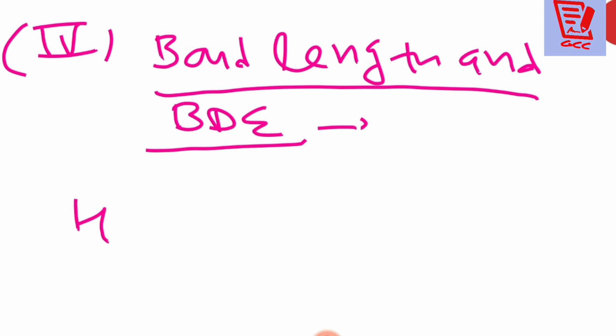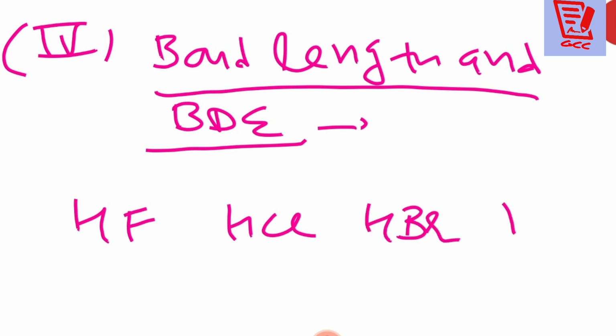Okay, so into that what is going to happen there, I will tell you what they are saying. They are saying here is HF, here is HCl, here is HBr, and here is HI. Okay, now usually they are saying like this, that bond dissociation enthalpy decreases. This is the order of bond dissociation enthalpy.